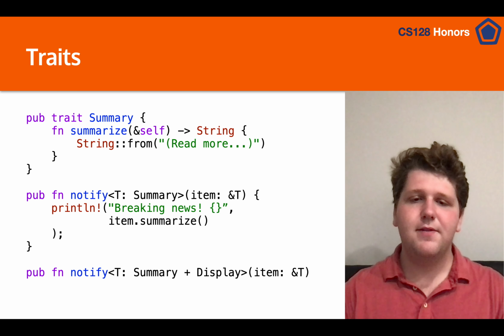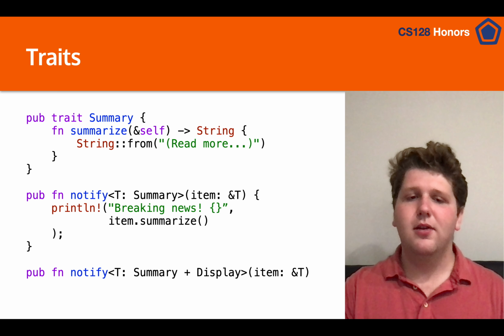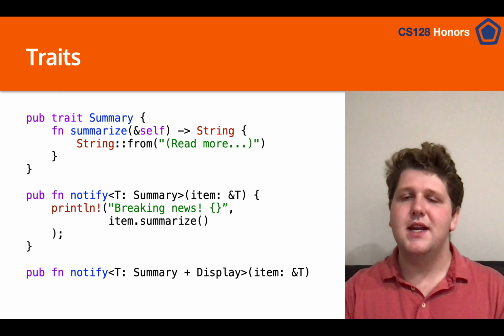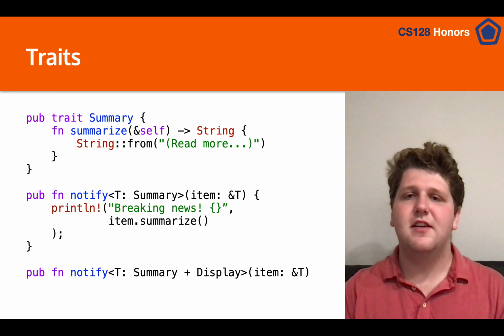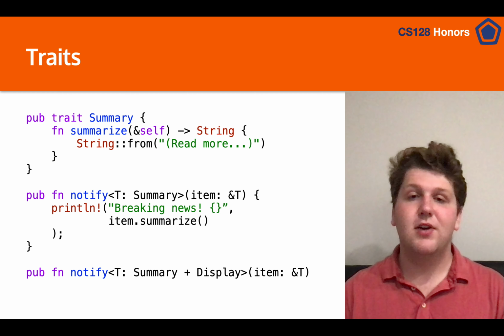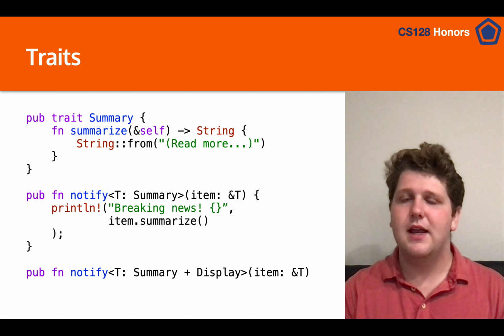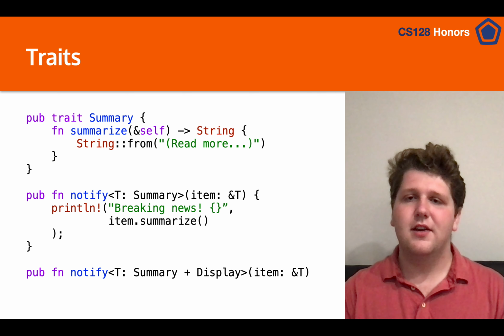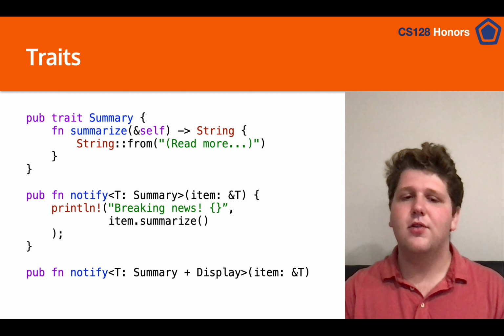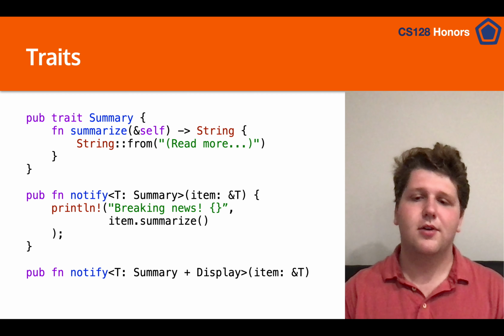And then finally, at the bottom there, we have another version of notify. But now what we're doing is instead of just saying we need the Summary trait, we're also saying we need the Display trait. And so the Display trait could be declared somewhere else, but let's say it prints out the actual content of the article. So that Display trait also needs to be used in order for us to be able to notify the user.